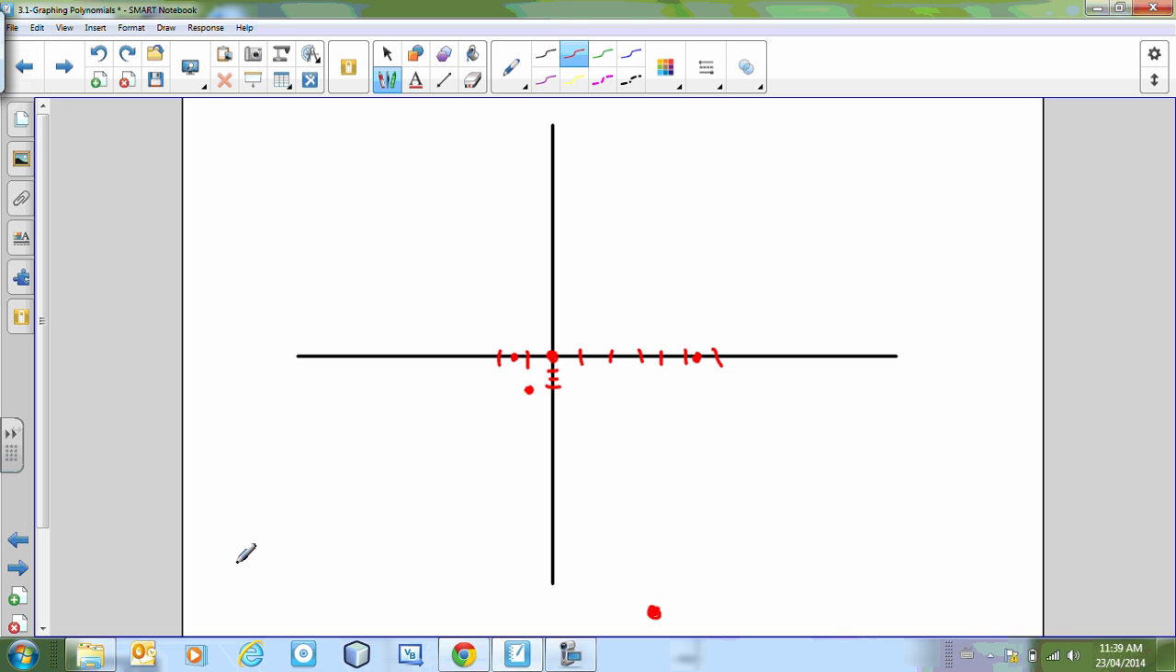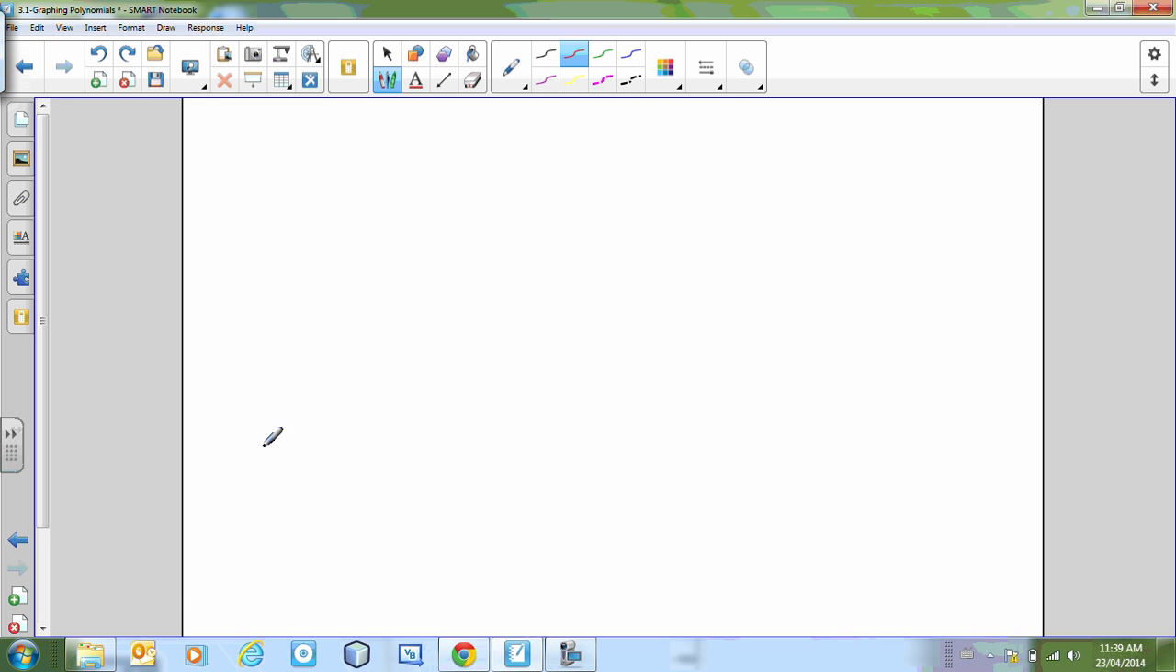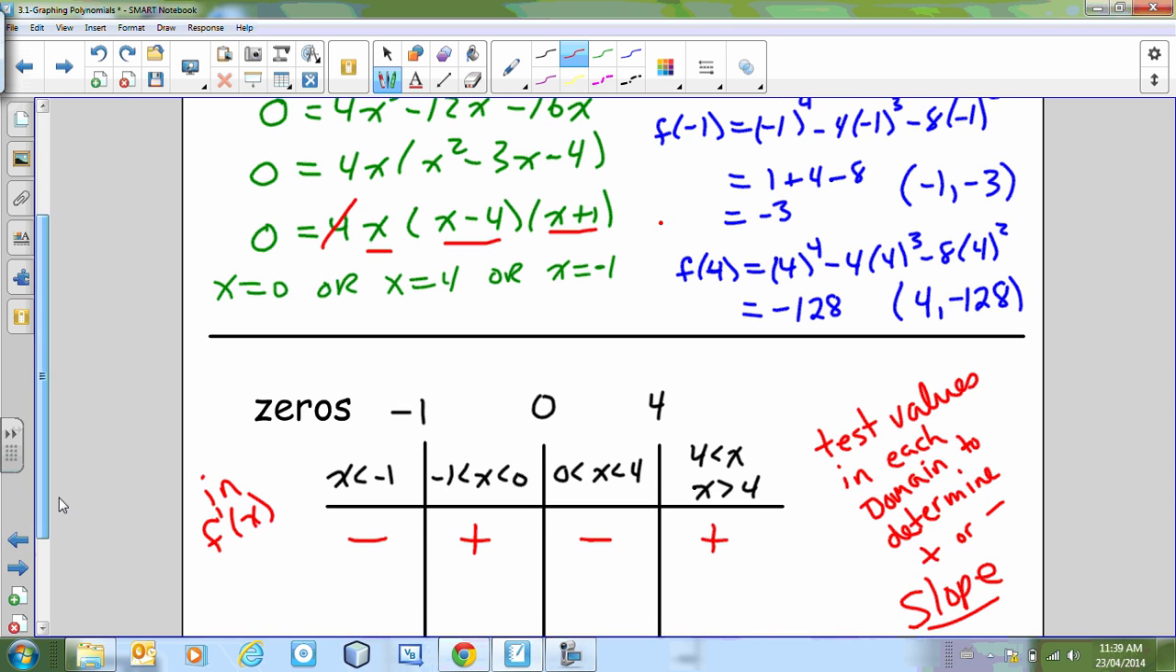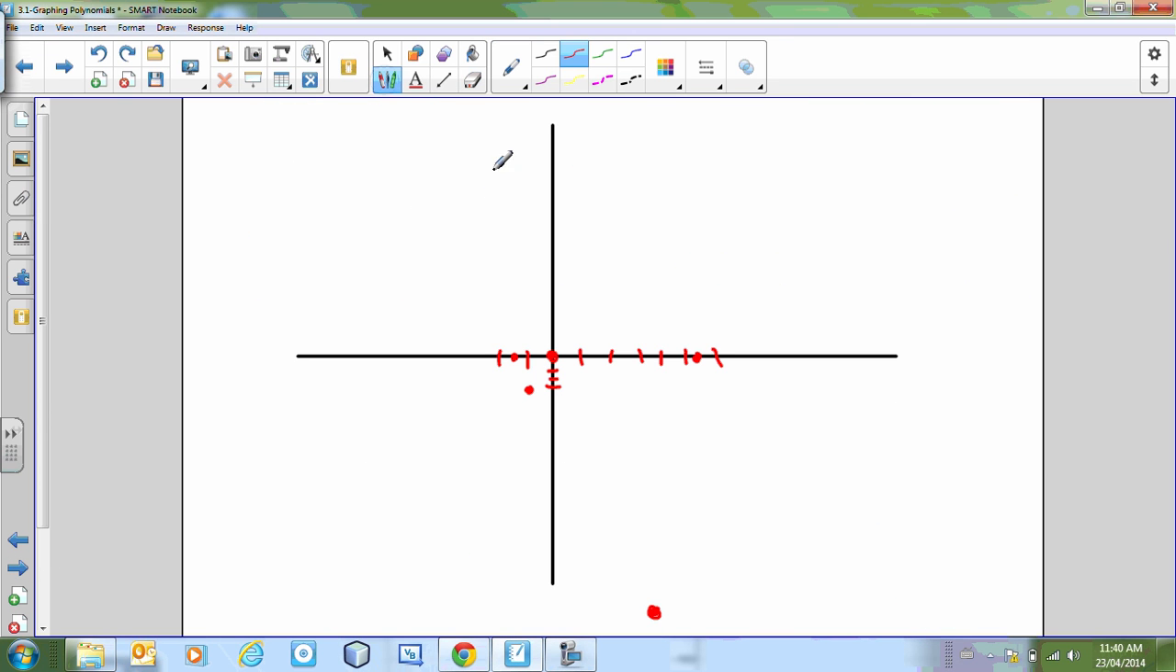And then the last thing I determined was my graph starts off by decreasing to the -1. My graph will decrease to the -1, increase to the 0, decrease to the 4, come back up through that, and continue on outwards. Okay, so that is the basic look of my graph.